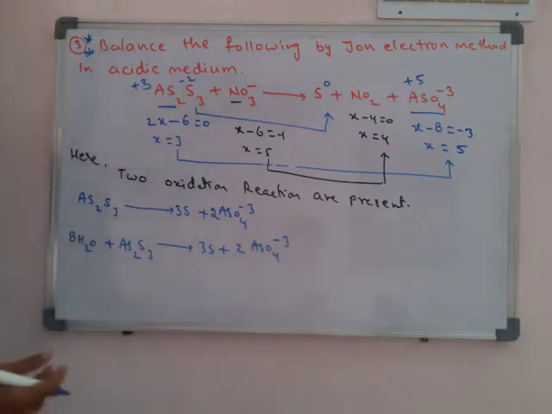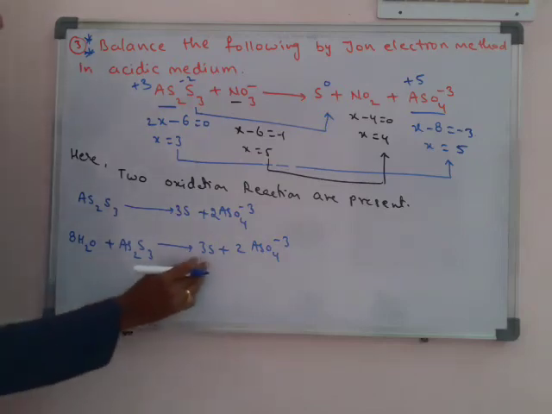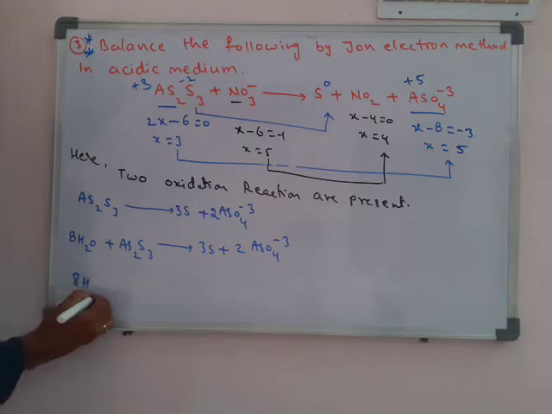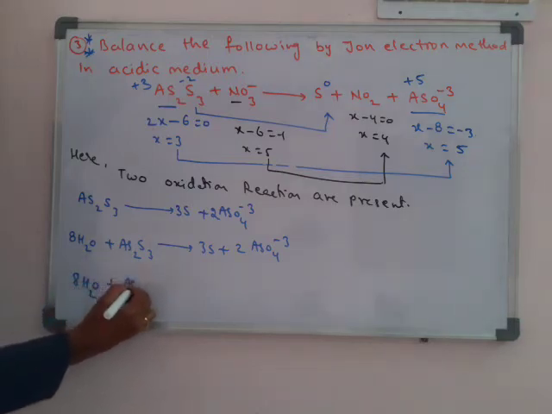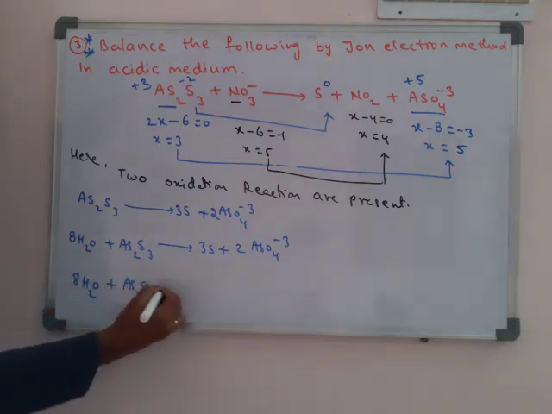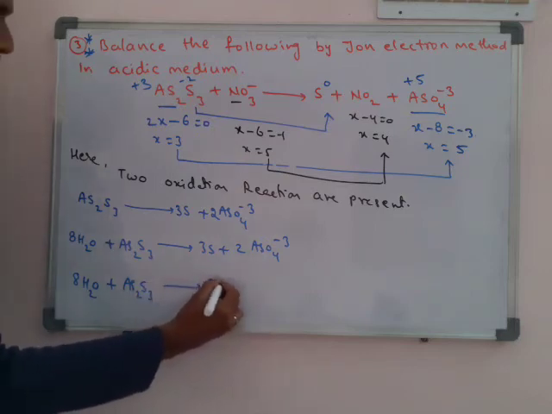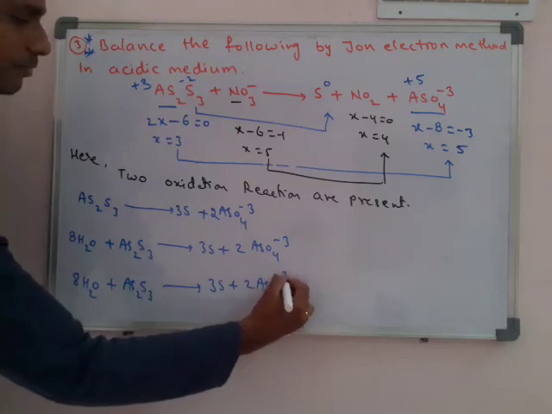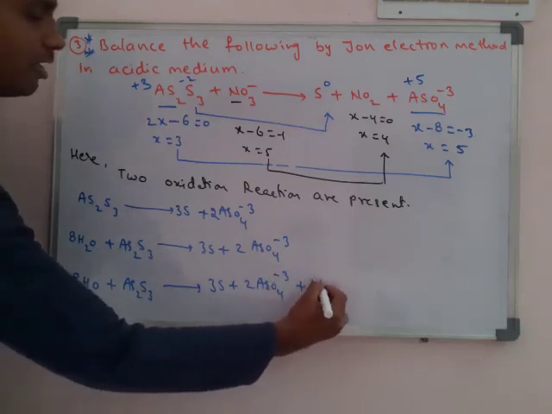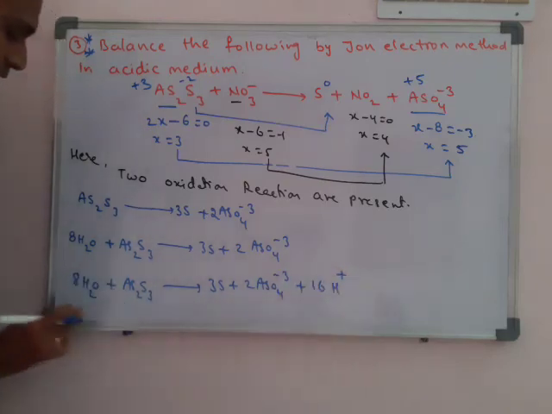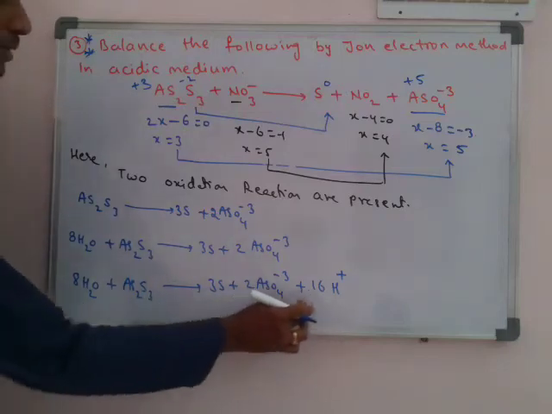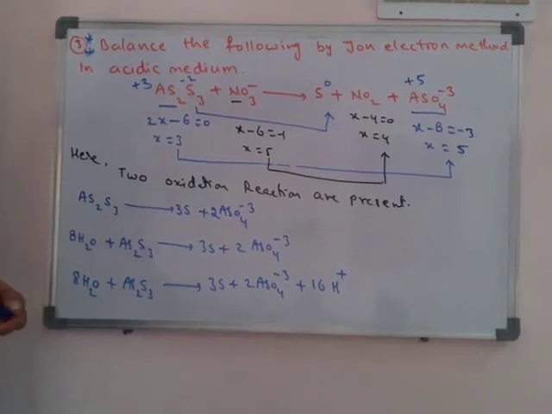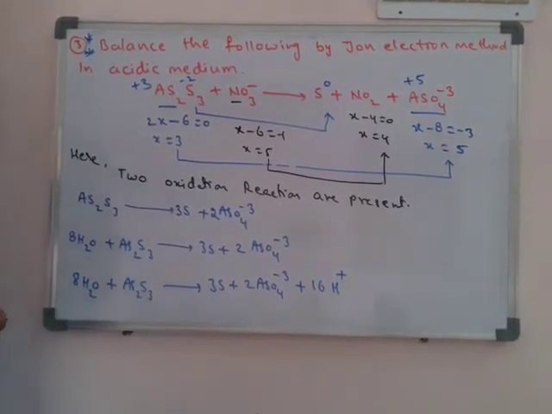Let's balance the hydrogens. 16 hydrogens, and on the right side there are no hydrogens. So what is the rule? Add the required number of H plus. Here there are 16 and here 0, so we add 16 H plus according to the rule. Next balance the charge.